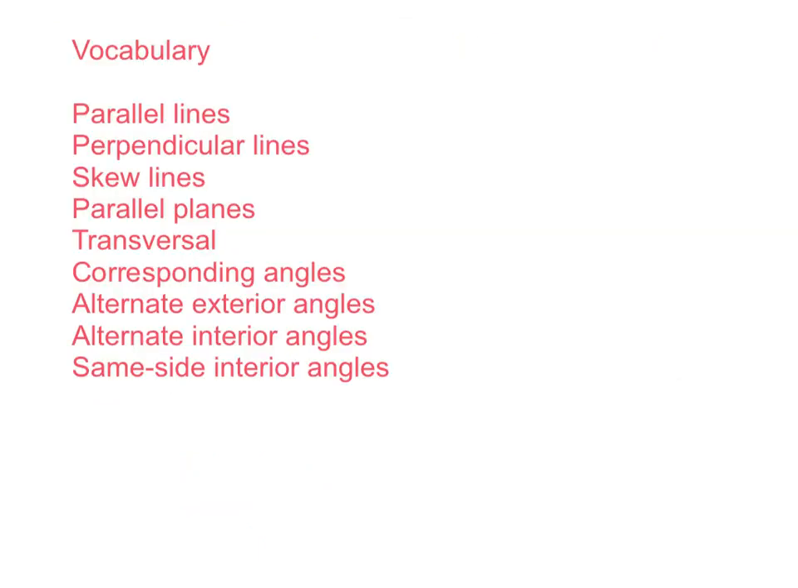Your vocabulary for this section, section 3.1, includes parallel lines, perpendicular lines, skew lines, parallel planes, transversal, corresponding angles, alternate exterior angles, alternate interior angles, and same side interior angles.